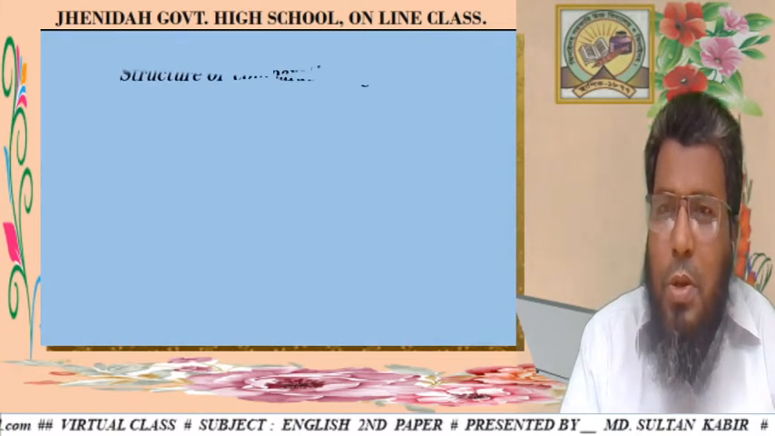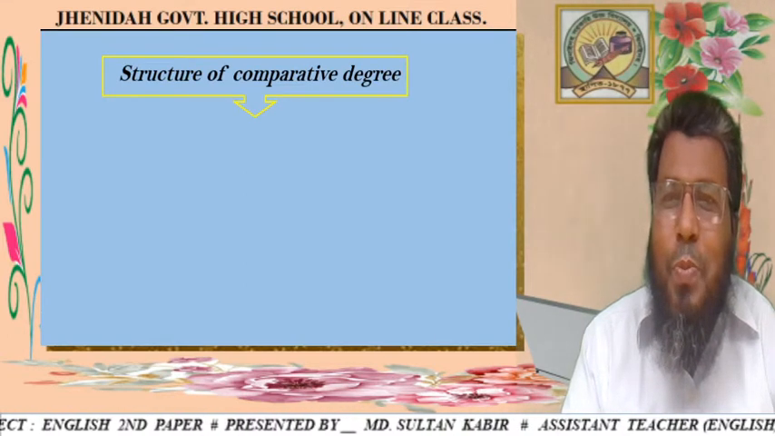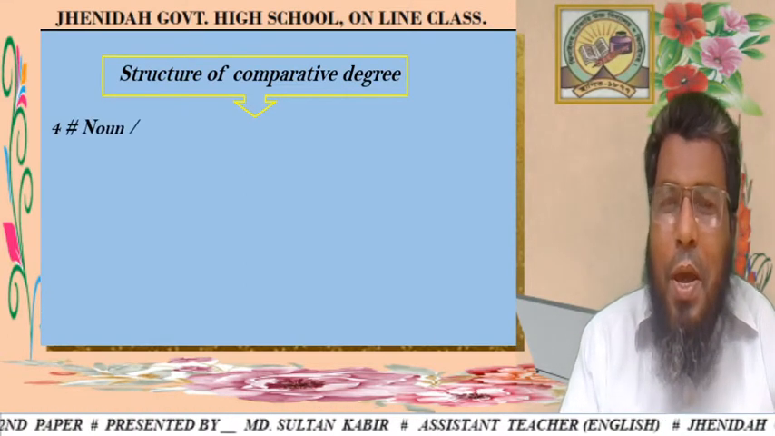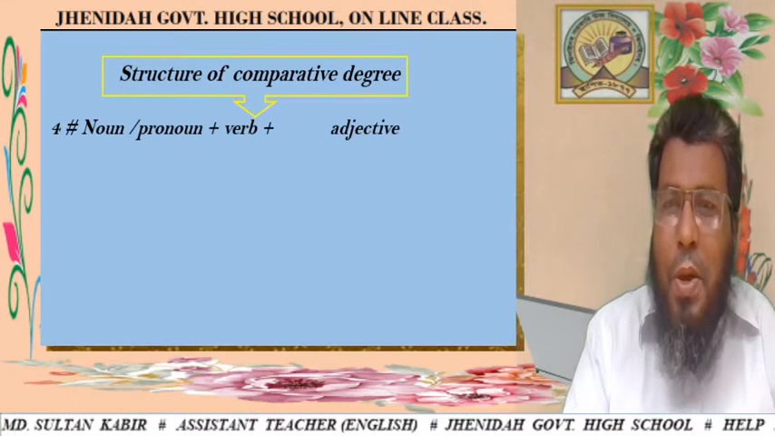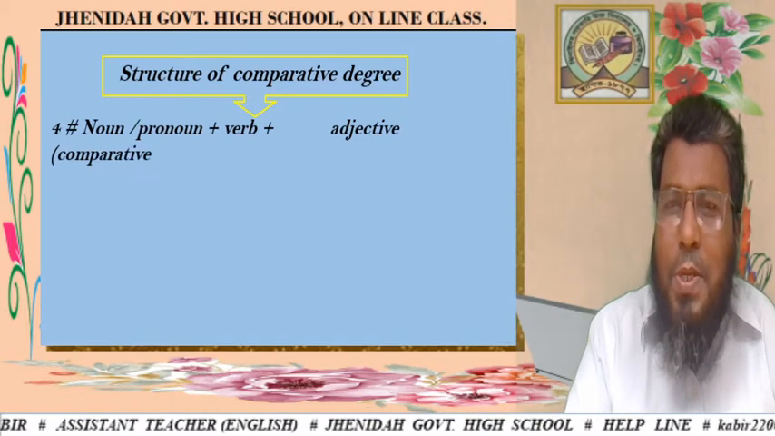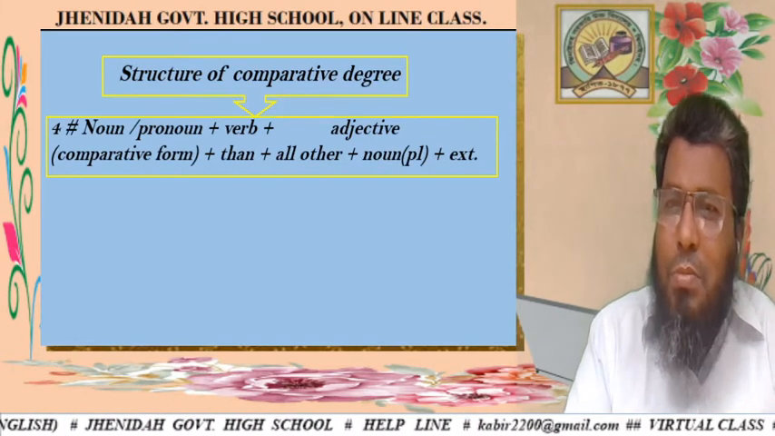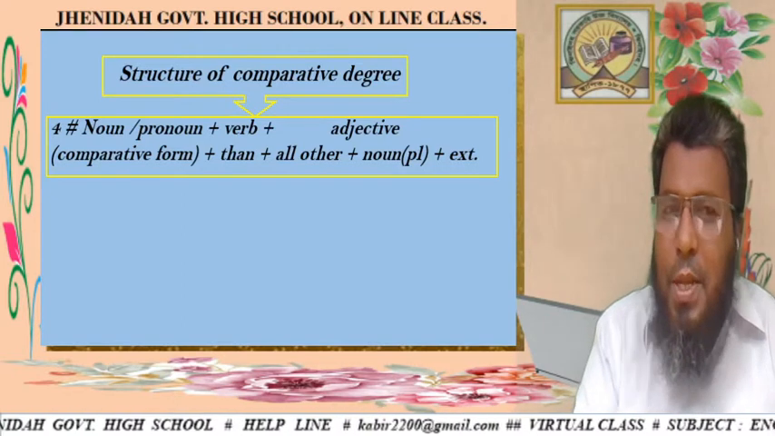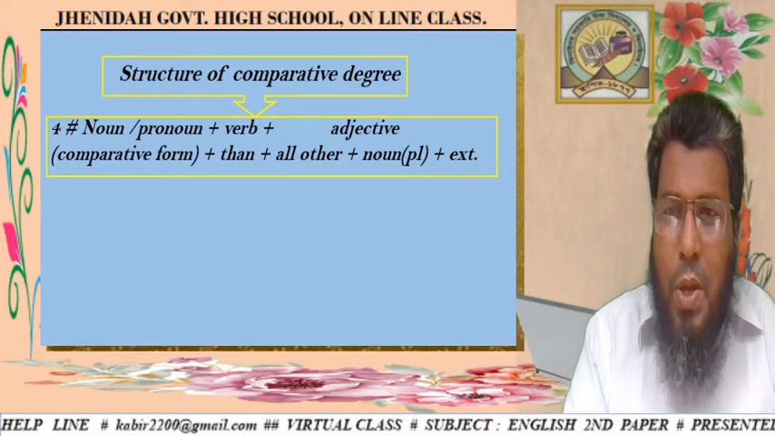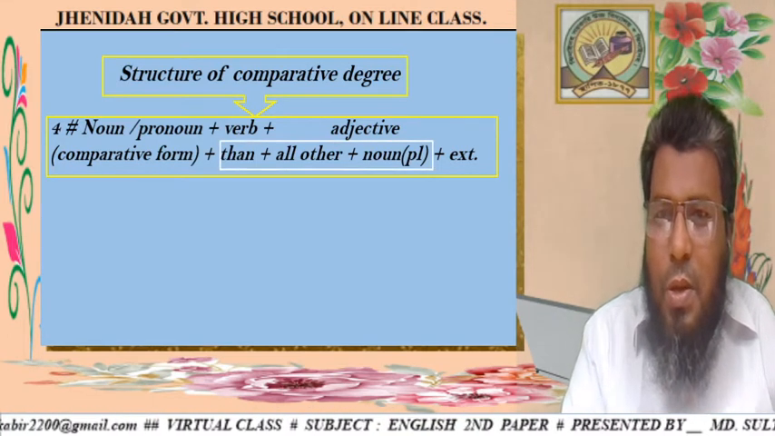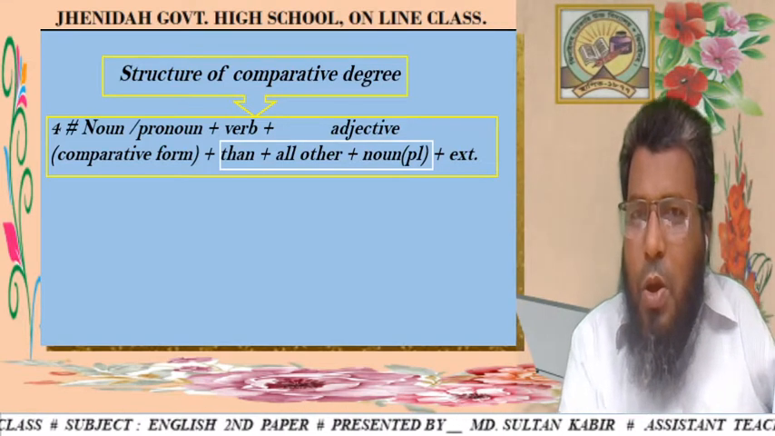Now, dear learners, at a glance we can see the structures of comparative degree and their differences, their special characteristics. The first one is noun, pronoun, verb plus adjective in comparative form, then all other plus noun plural. Okay, there is another structure here, then all other, maybe sometimes. So this is the special structure of comparative degree.